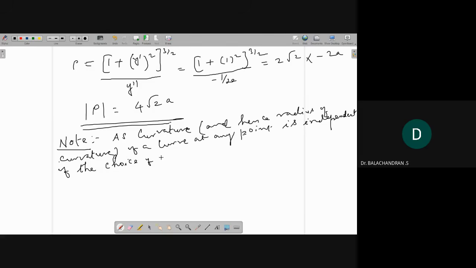Independent of the choice of x and y-axis. So x and y can be interchanged in the formula for rho.